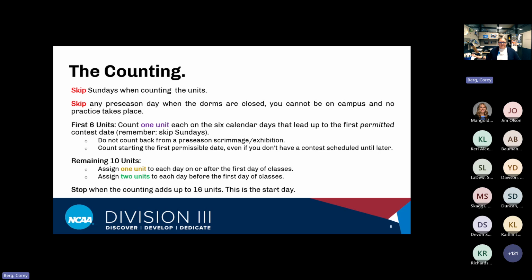Then once we get those 6 units taken care of, for the other 10, you're assigning 1 unit to each day on or after the first day of class. And then you're assigning 2 units each day to all of the days before the first day of class until you hit 16. Once you hit 16, whether that's a day with 2 units or 1, that is your first permissible start date. Okay? So I'm going to show you some examples.